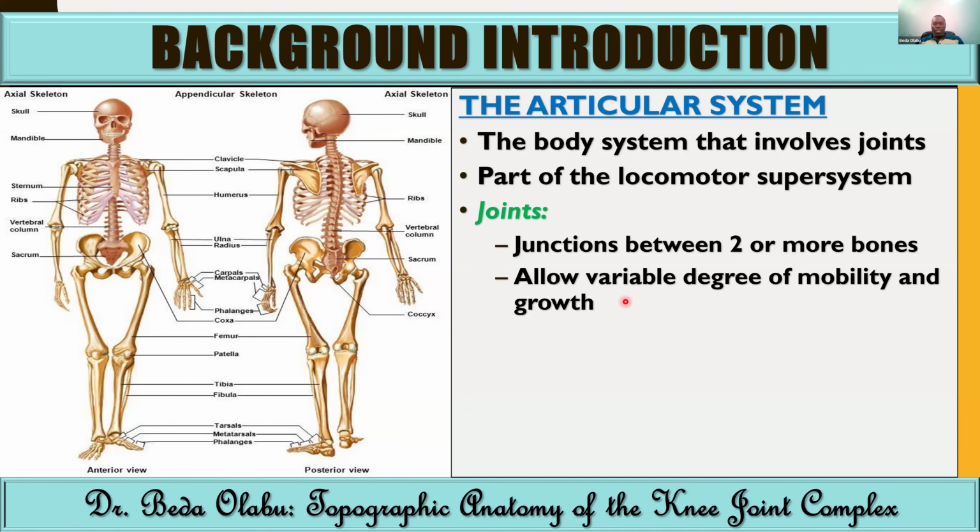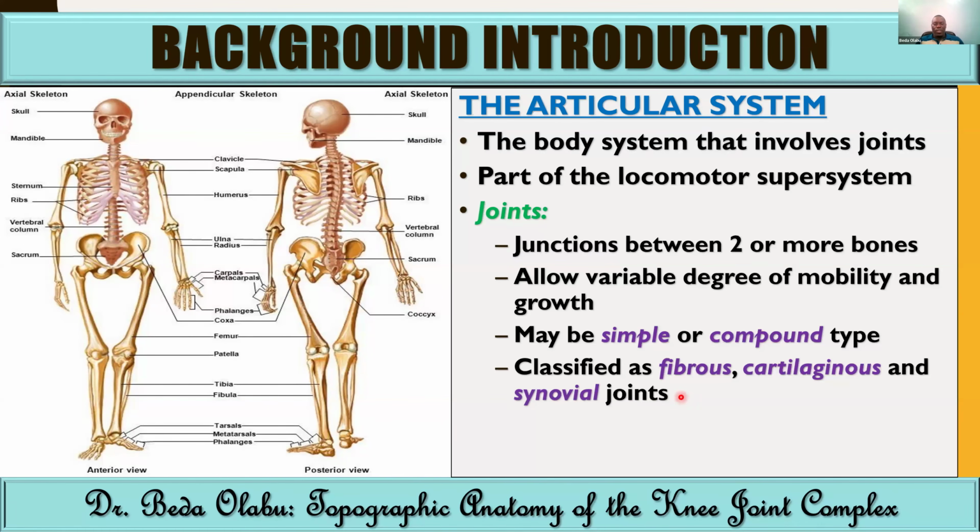Now, a joint can be considered to be simple or compound. We call a joint simple if there are just two bones articulating in that particular joint. And we call a joint compound if there are more than two bones articulating in that joint. As you're going to see, the knee joint has multiple bones, and so it will be an example of a compound joint.